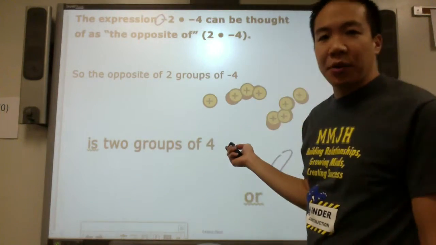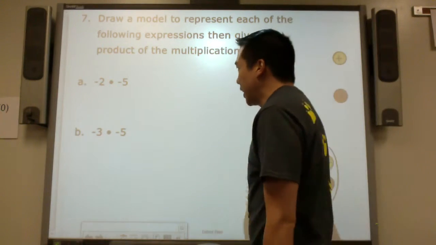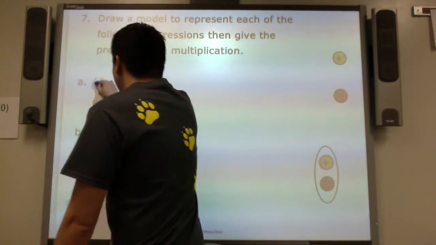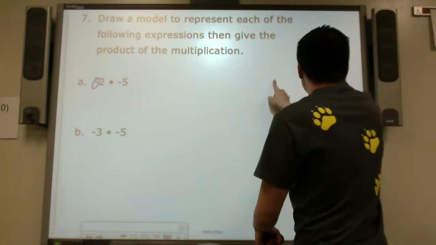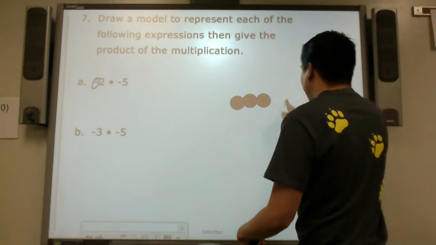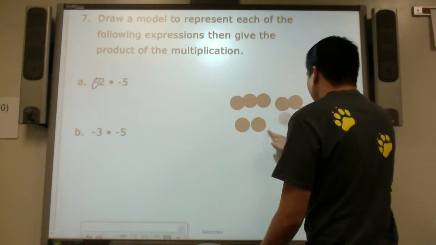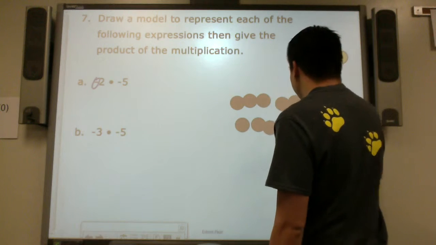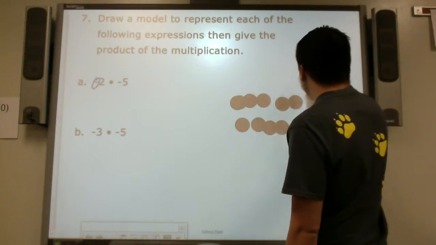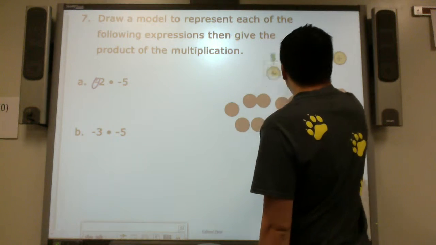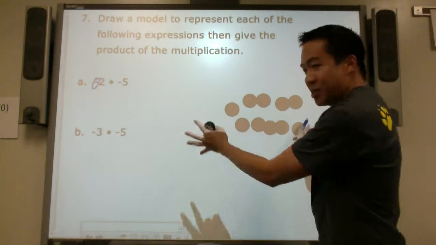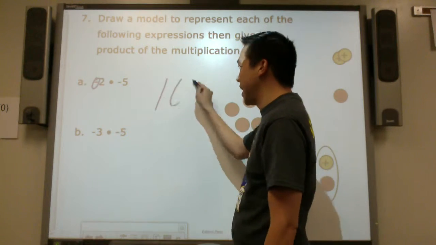So we're going to practice a couple of these. Negative 2 times negative 5. This is saying, what is the opposite of two groups of negative 5? Here's negative 5. What's the opposite of this? Well, if we have negative 10, oh, it's not going over it. So we can look at this. This is negative 10. The opposite of it is 10.